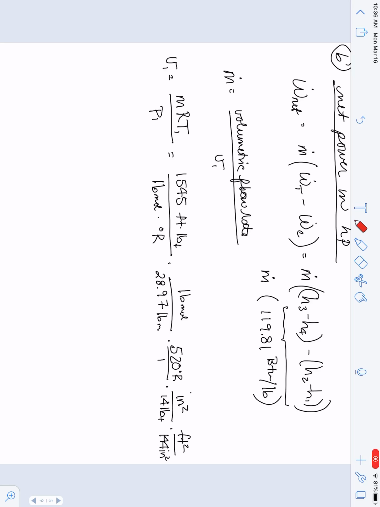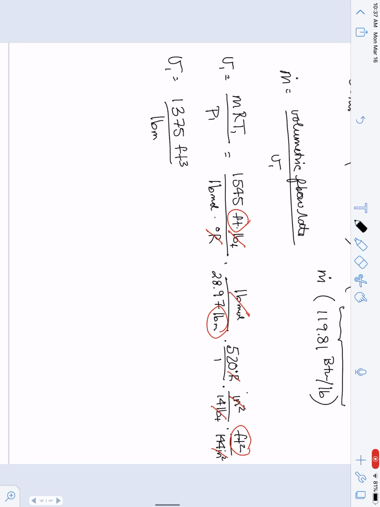So now if we take all this and cancel out our units, pounds force cancels out, Rankine cancels out, pound mole, inch squared, and now we have feet cubed in the numerator and pounds mass in the denominator, which is what we wanted. So the specific volume is 1,375 cubic feet per pound mass.